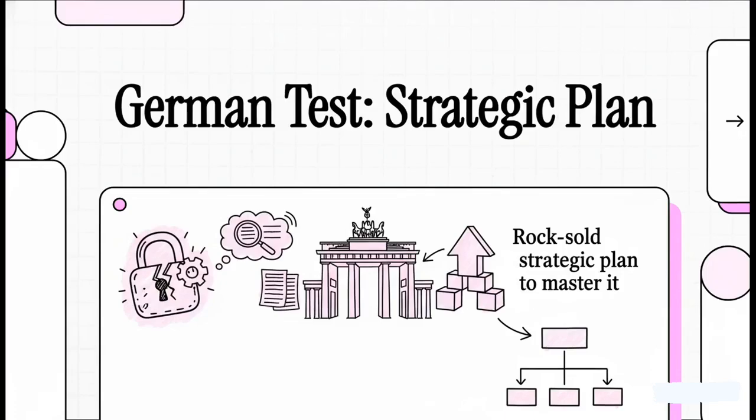All right, let's talk about one of the most dreaded parts of the German language exam, the telc Lesen Teil 1. We're going to do more than just look at it. We're going to give you a foolproof, strategic plan to absolutely nail it. So let's get right into it.